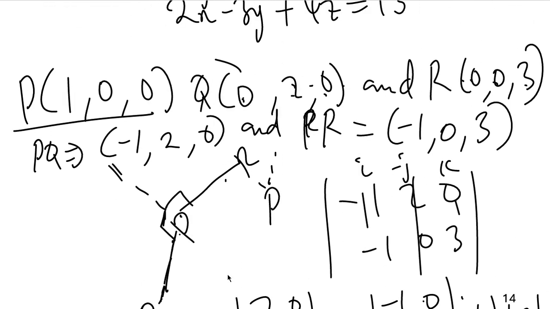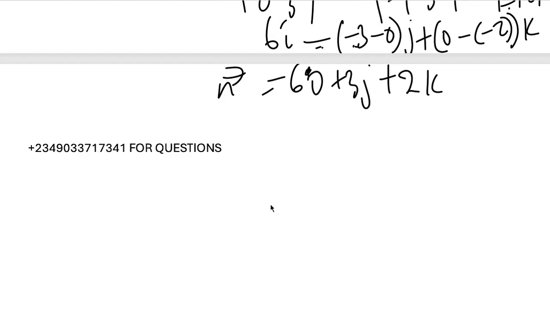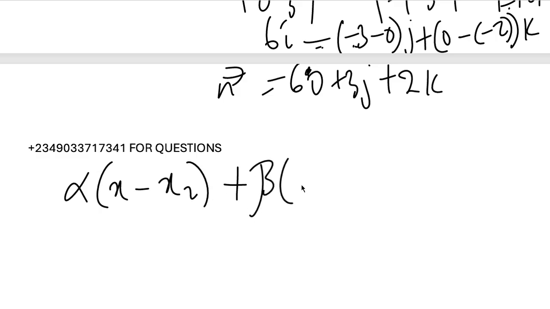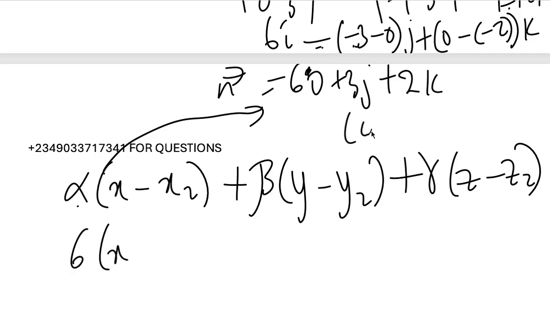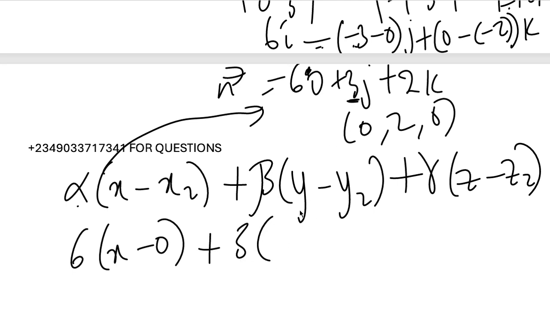Q is 0, 2, 0, right? If we decide to choose Q, what we are using now is alpha into x minus x2 plus beta into y minus y2 plus gamma of z minus z2. So what's that going to be? What's the alpha in this case? 6, right? So 6 into x minus, we have 0, 2, 0. x minus 0, and then plus beta. What is beta? Corresponding to j, right? 3 into y minus y2, and that is 2.